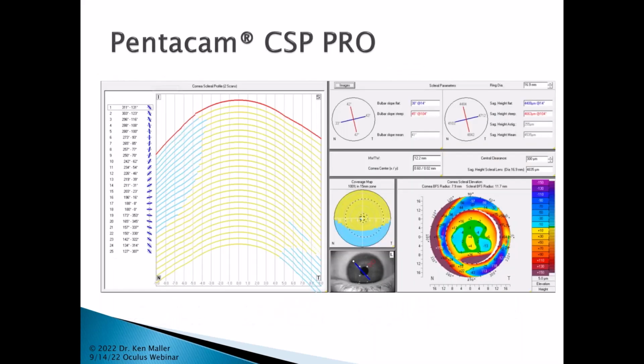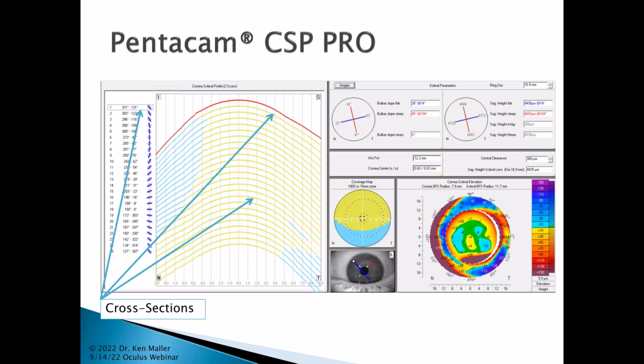So let's talk about the Pentacam CSP Pro software. The CSP Pro software differs from the standard CSP software in a couple of very, very important ways. And this is the CSP display screen, so we can see some of the features that we are able to collect. The first thing we see on the left there are the cross-sectional measurements.